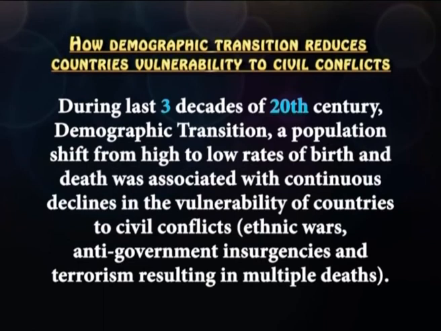During the last 3 decades of the 20th century, demographic transition, a population shift from high to low rates of birth and deaths, was associated with continuous declines in the vulnerability of countries to civil conflicts, ethnic wars, anti-government insurgencies and terrorism, resulting in multiple deaths. During the 1970s, 80s and 90s, countries in the late phases of demographic transition were less likely to experience new outbreaks of civil conflicts than those still in the early or middle phases of transition.